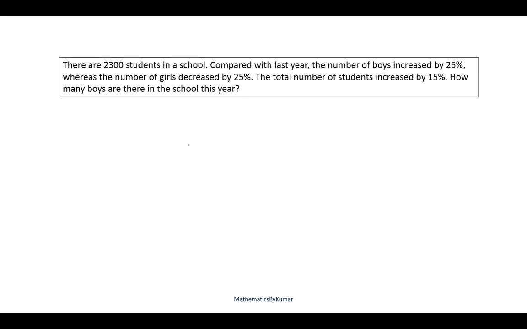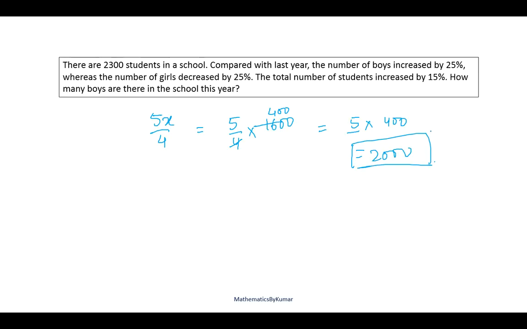We had found out that the number of boys this year was 5x by 4. So the only thing I need to do is put the value of x, which is 1600, and I get 5. I can cancel this out, so I get 400. 5 into 400 is 2000. This is my answer. This is what you'll have to report as the final value. This is the number of boys this year.